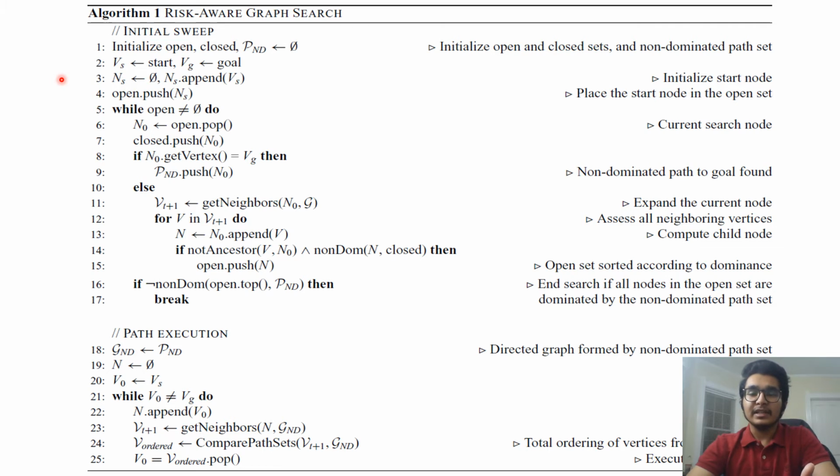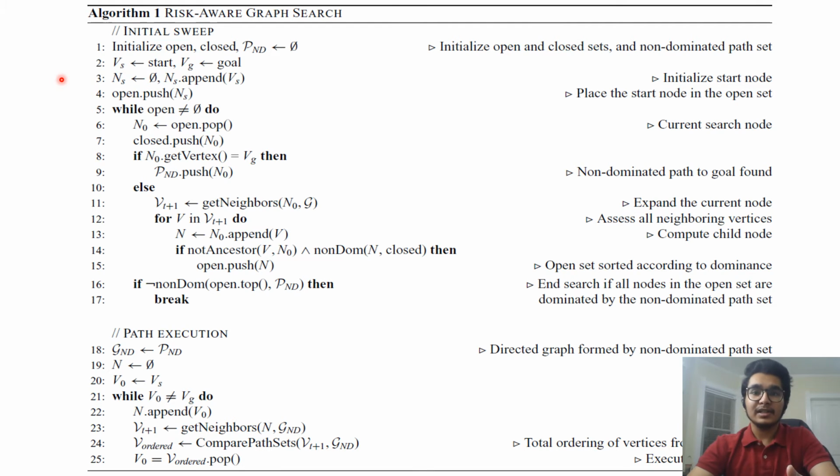Also on line 14, each child node of the current enlarged node is verified against the ancestor list in order to clearly rule out looping pathways. A child node is also eliminated at this point if it is discovered to be dominated by any closed set node with the same end vertex.